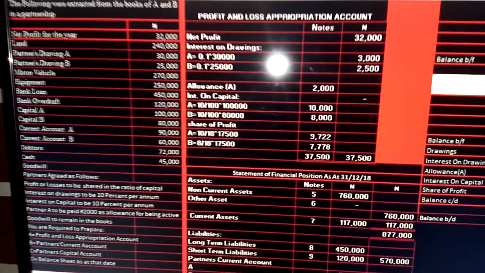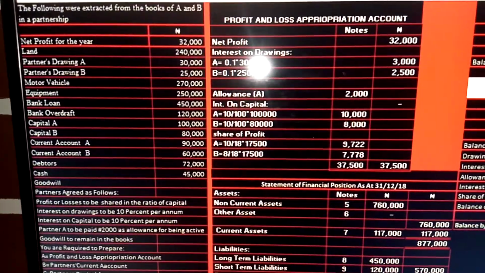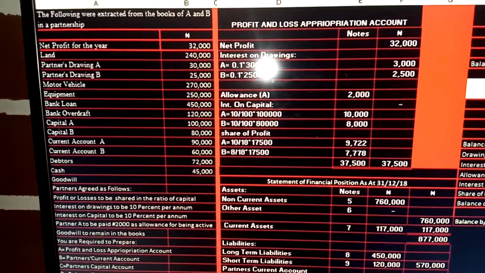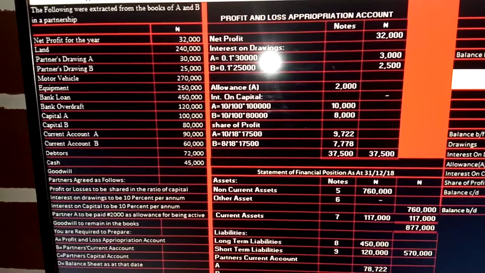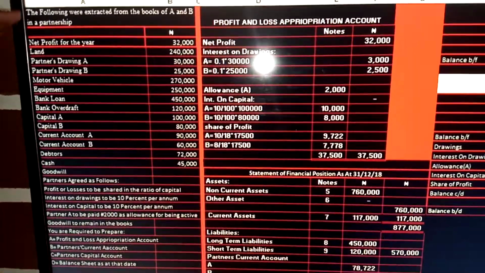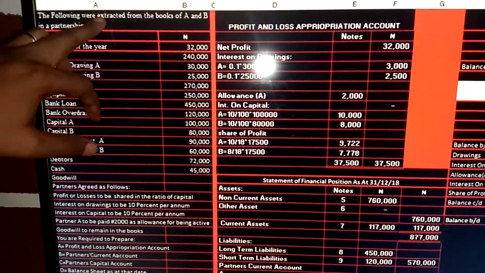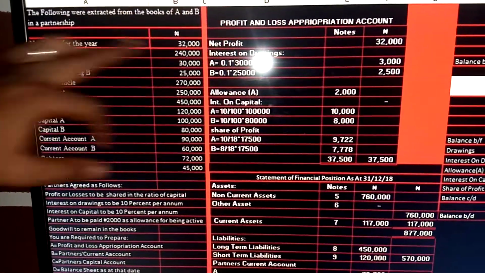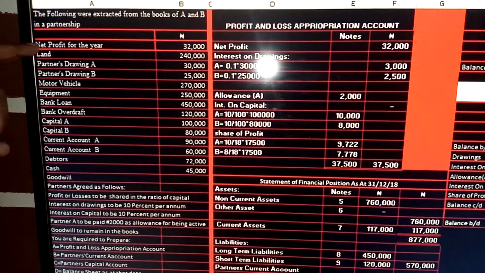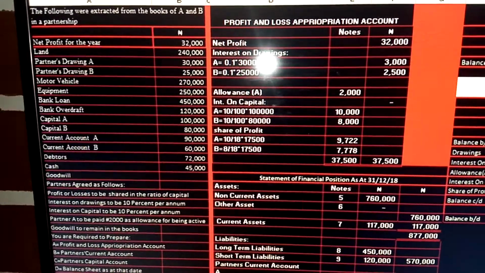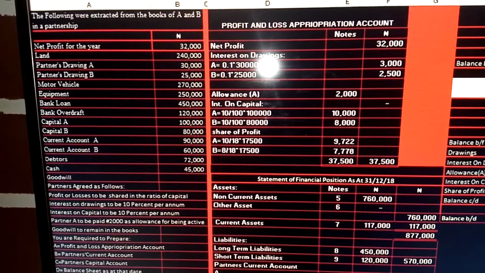So here is a question that will help us prepare partners' accounts, or partnership accounts, for a going concern business basically. So here we have the following, extracted from the books of A and B, a partnership. So we have net profit for the year. Basically in this question, they've already prepared the trading profit and loss account, so we don't have to prepare that.